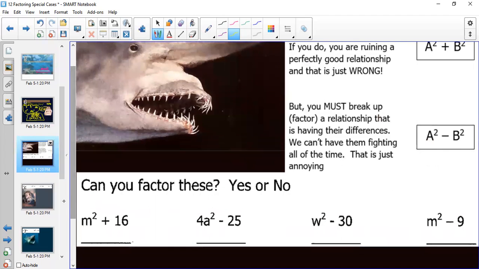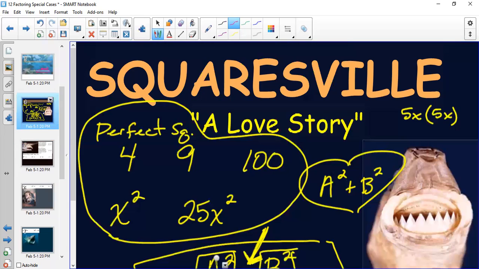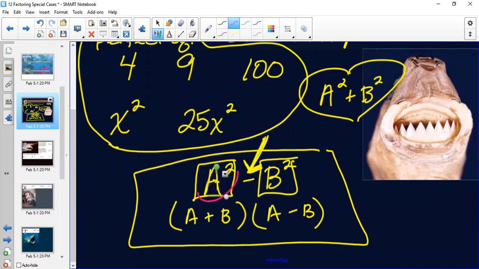All right, so first, double check those 2 things that we talked about. It had to be perfect squares and it had to be differences. We only split them up if they are arguing or fighting. Then we're going to split them up. If there's a plus there, that means they're still in love and we're not going to separate them.